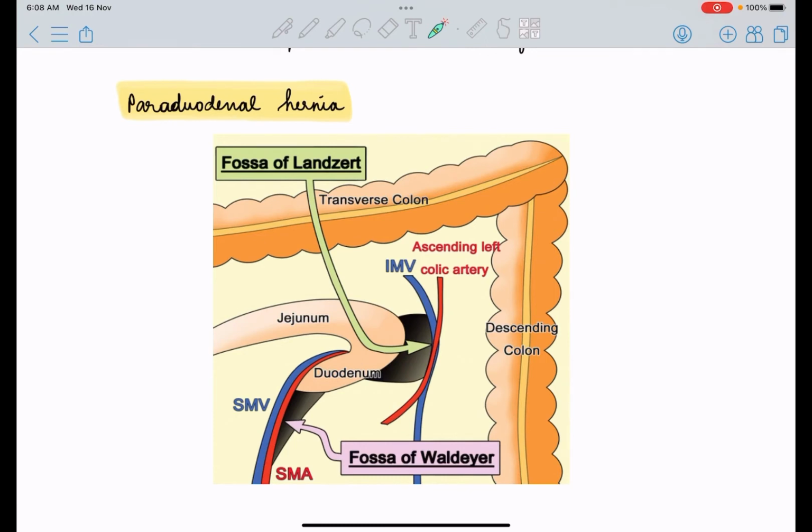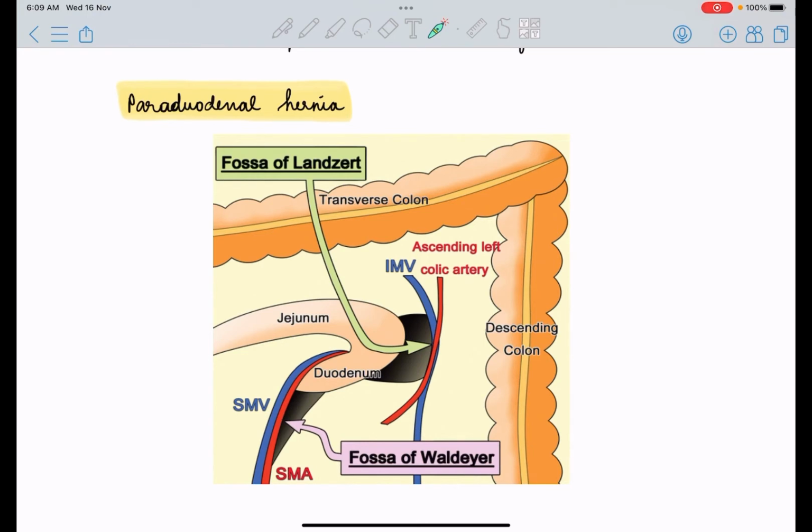These spaces are fossa of Landzert and the fossa of Waldeyer. These spaces are present because the mesentery is not completely attached to the retroperitoneum. That is the first mechanism that we have discussed. Because the mesentery is not attached to the retroperitoneum properly, these spaces have come up, that is fossa of Landzert and the fossa of Waldeyer.